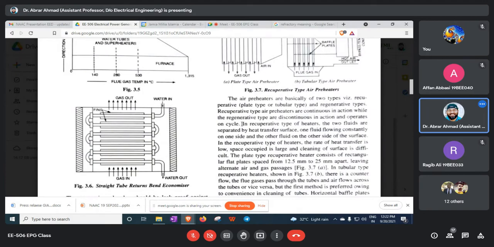Recuperative type air heaters are continuous in action, while the regenerative types are discontinuous in action and operate on cycle. In recuperative types of heaters, the two fluids are separated by heat transfer surface, one fluid flowing constantly on one side and another fluid on another side of the surface. In recuperative type of heaters, the rate of heat transfer is low, space occupied is large, and cleaning of surface is difficult.